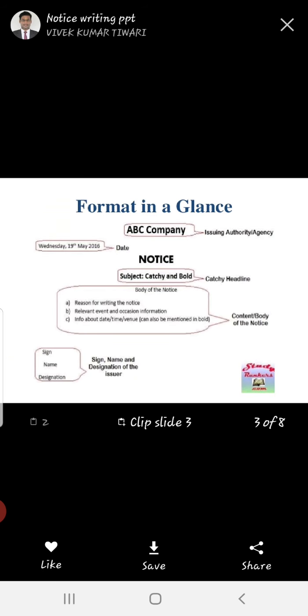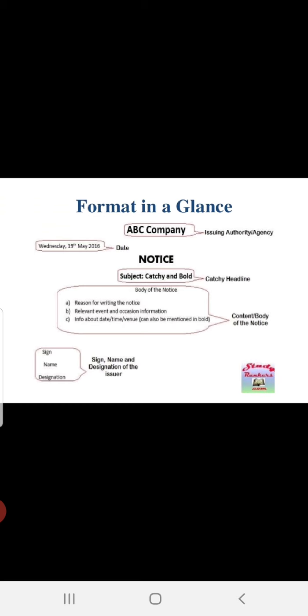See, here is the format where you have to write the notice following this format. ABC company, nothing but your school, if you are putting a notice in your school. Fine children, I am stressing on your school because you will be the writer of the notice. ABC company means the institution name. Issuing authority or agency means your school name for you. Then date. Under that school, on which date you are displaying the notice, that date to write. In between, you can see in big highlighted bold letters, notice is mentioned in capitals.